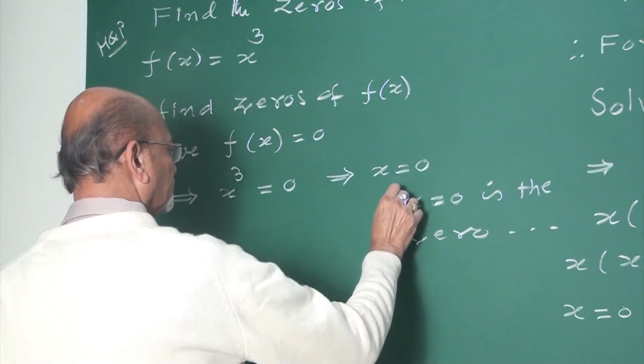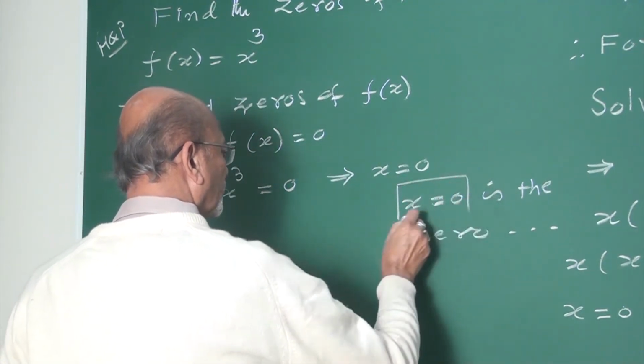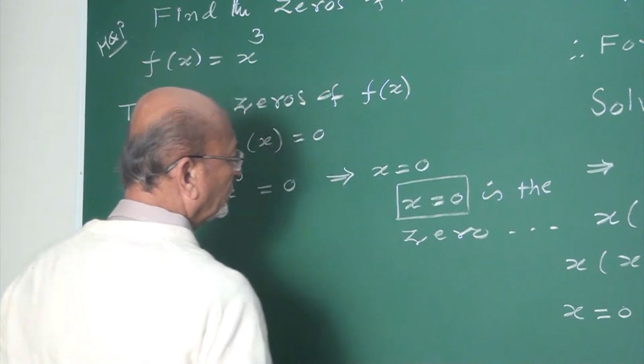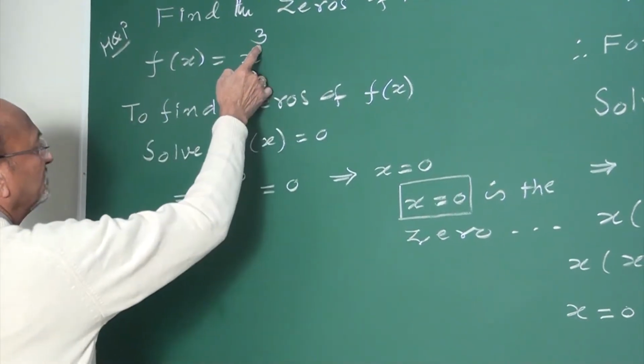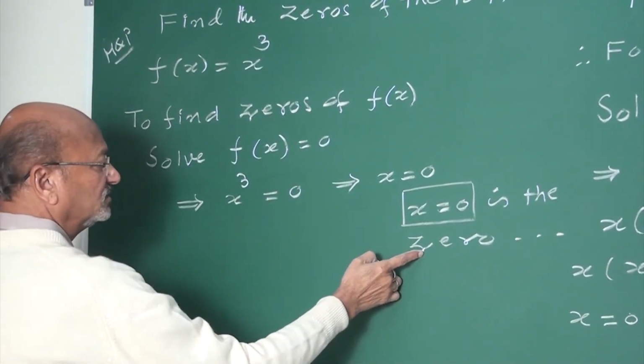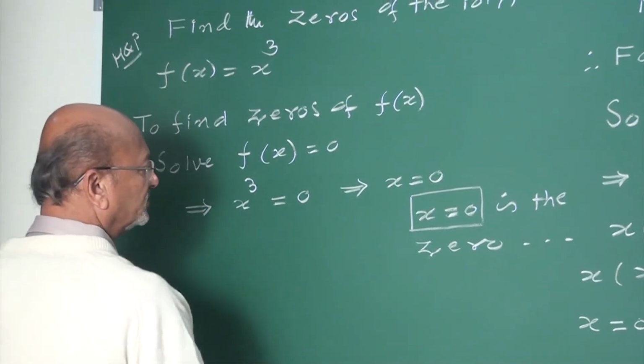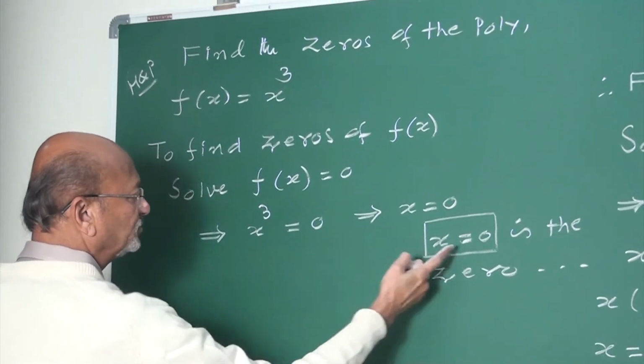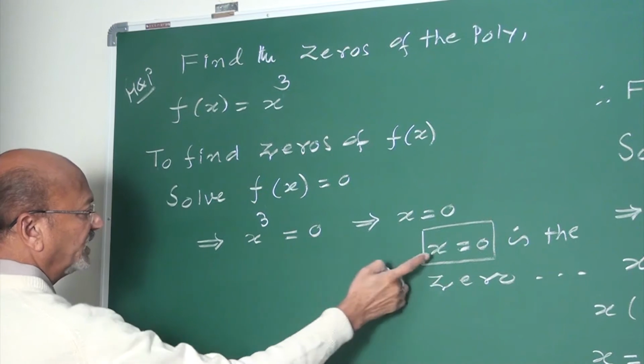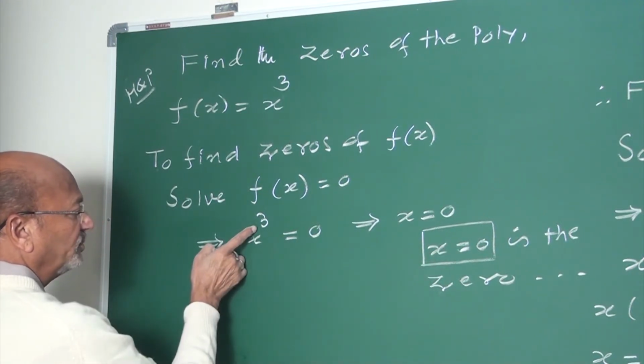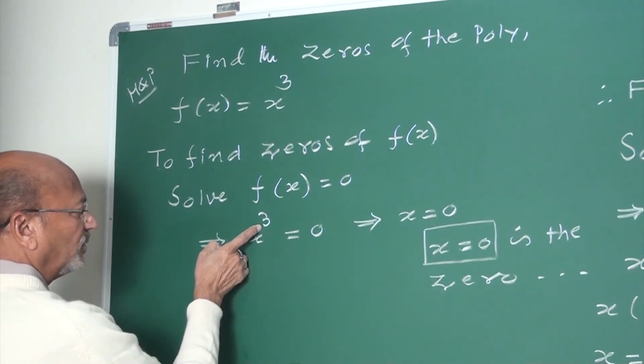Yes, tell me, my friend. How many zeros? Only one you have written, x equal to 0. Then what is the degree? 3. Then you must write 3 zeros. If you write like this, you have to write otherwise. This x equal to 0 is repeated how many times? 3 times, the number of the power of x.